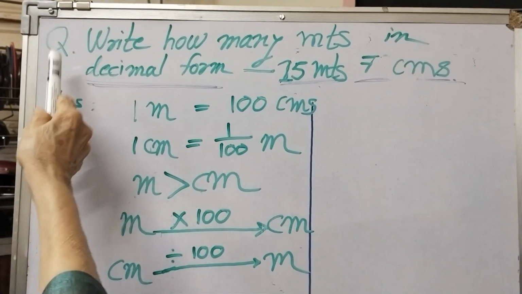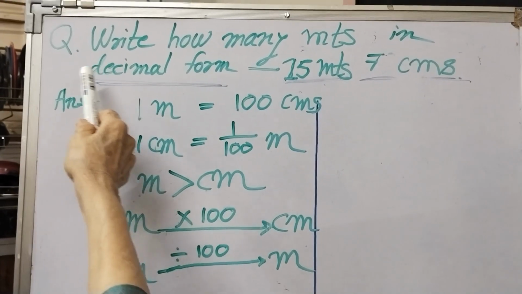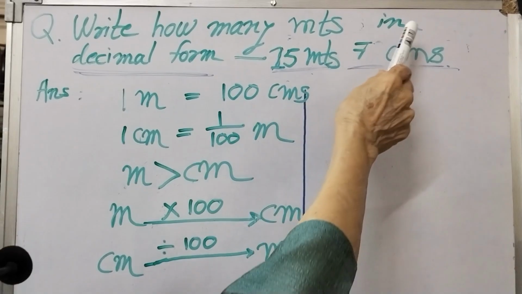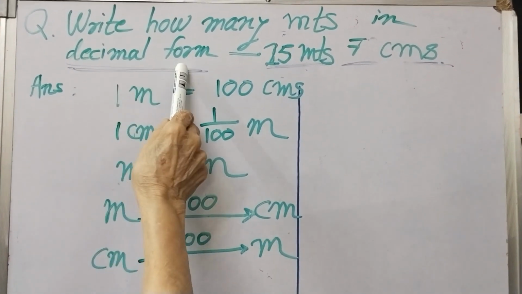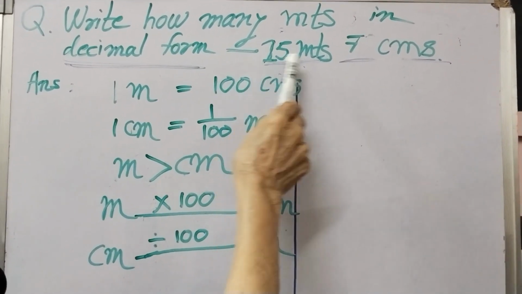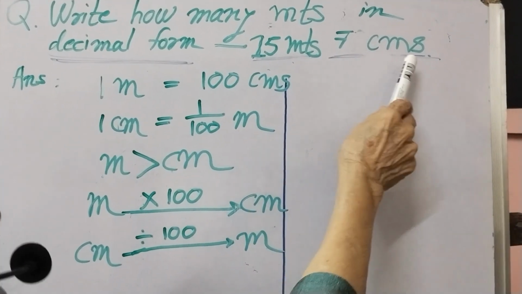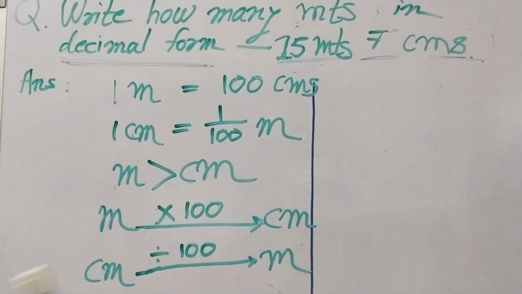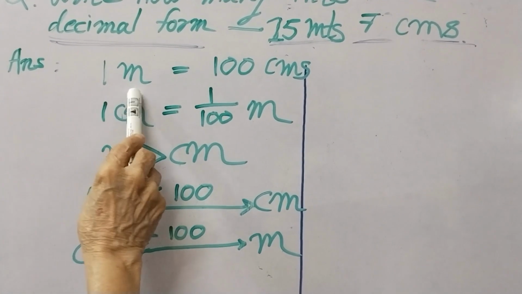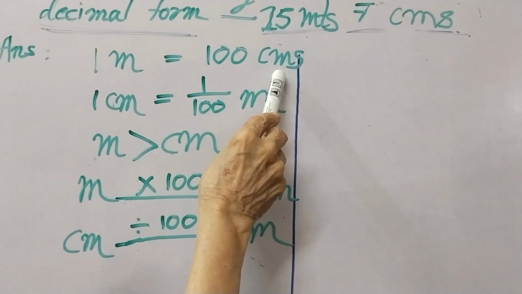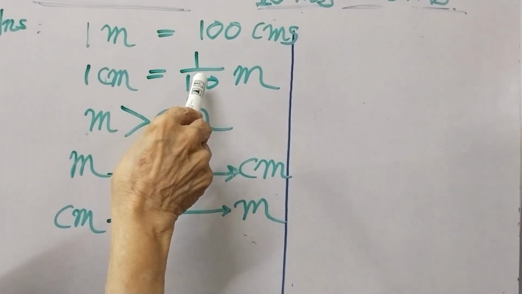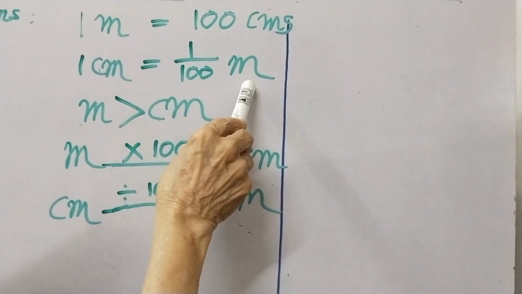Now Rani, let us come on the next question. The question is, write how many meters in decimal form. They have given us 25 meters and 7 centimeters. First of all, as usual, we write the relationship. 1 meter is equal to 100 centimeters. And 1 centimeter is 1/100th part of a meter.